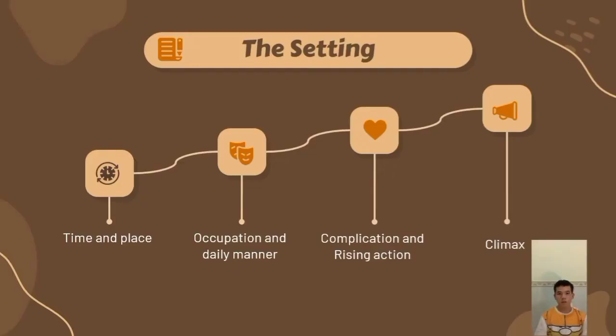Thank you, Sambath, for your summary of the story. And now I am Sambath going to talk about the setting of the story. The setting of the story is divided into 4 parts. The first one is about the time and place, the second is about the occupation and daily manner, and the third one is about the complication and rising action. The last one is about the climax of the story.